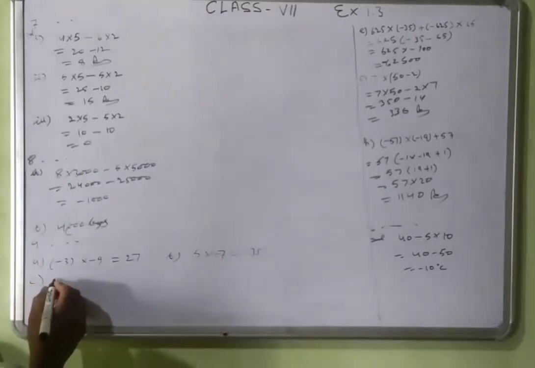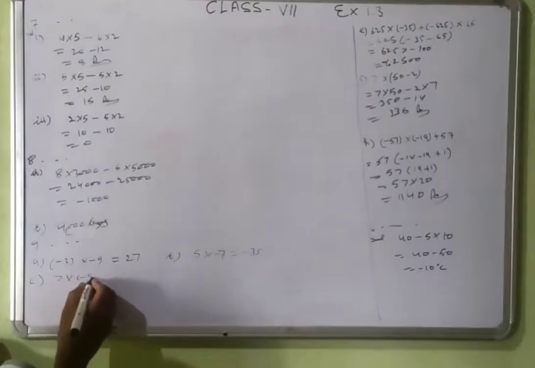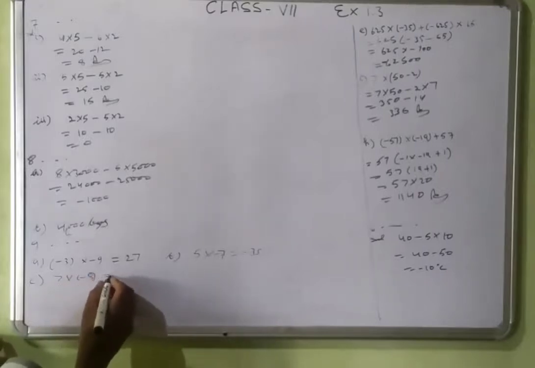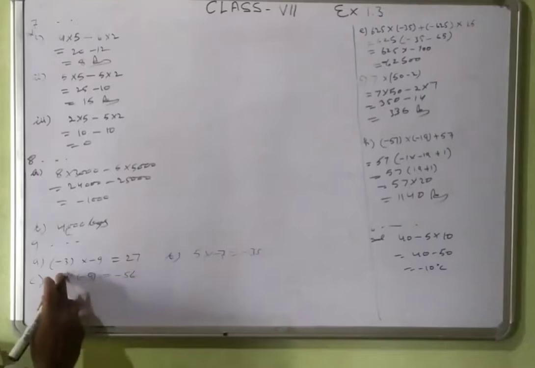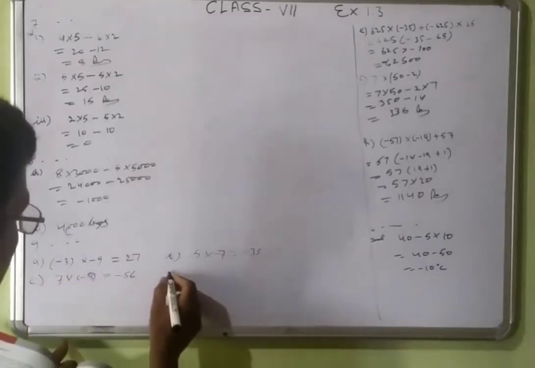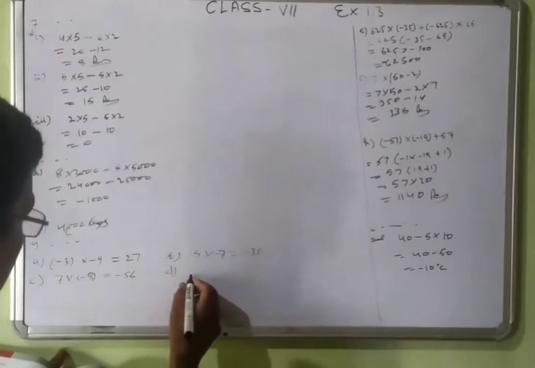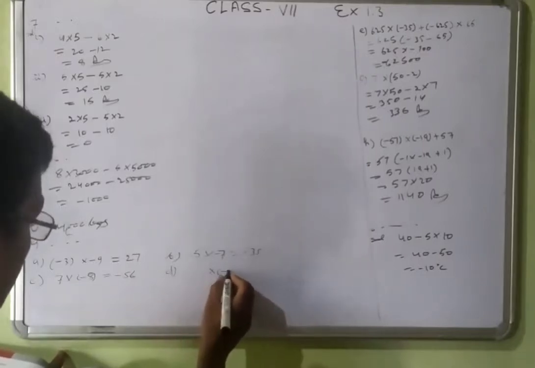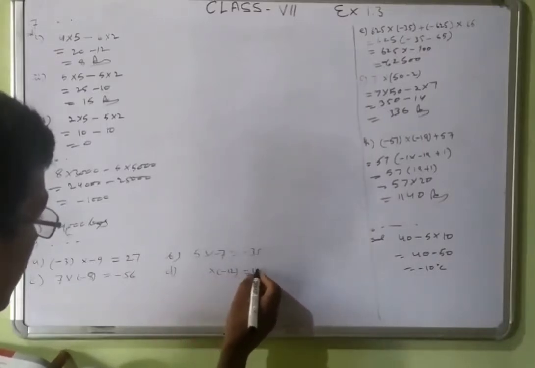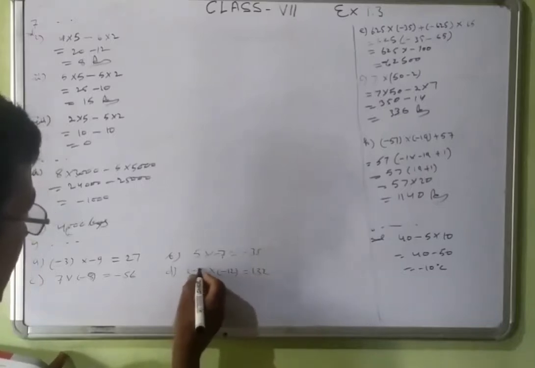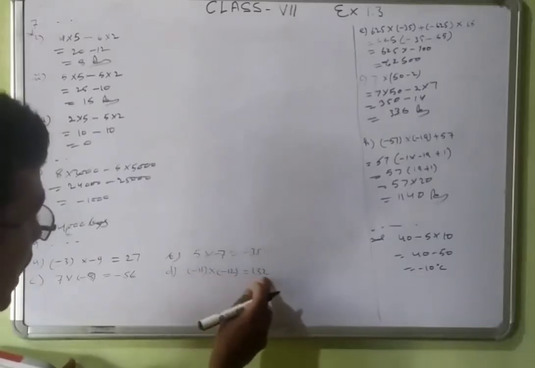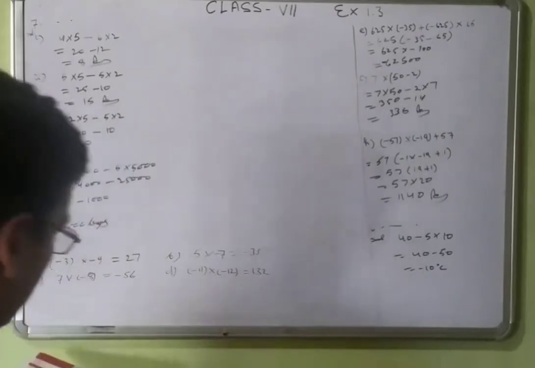C part, 7 into blank is equal to minus 56. That is a blank place. 7 eights are 56, so minus 8. D part, that will be blank place, minus 12 is 132. So that will be minus 11. 11 twelves are 132, minus plus.